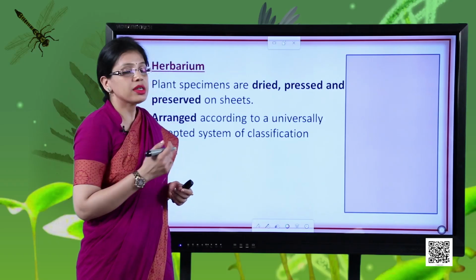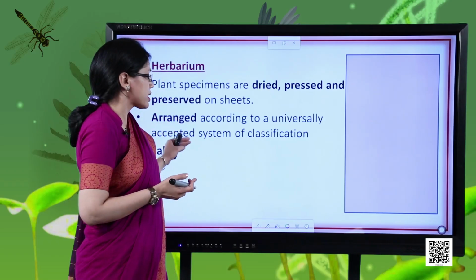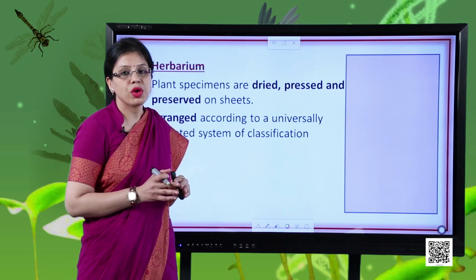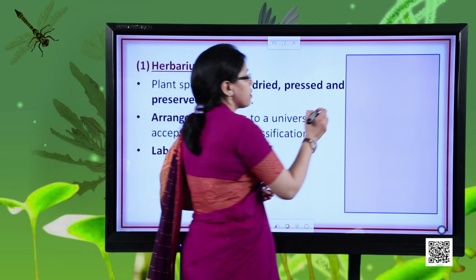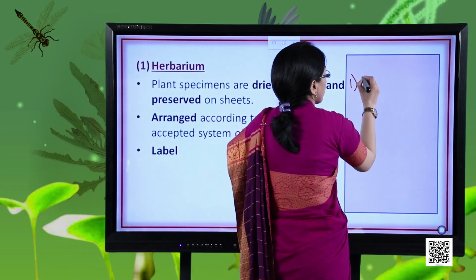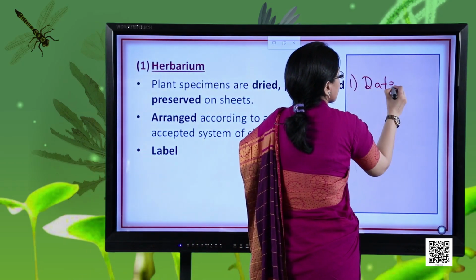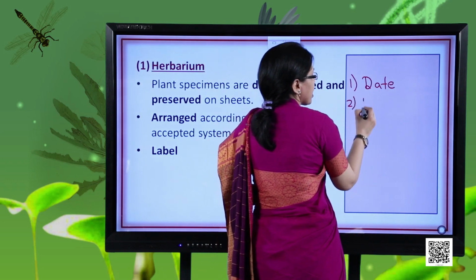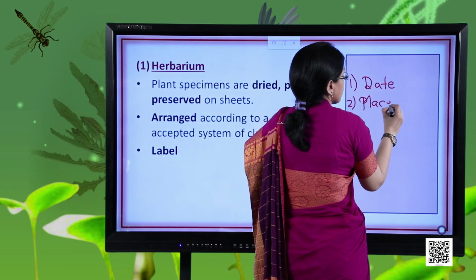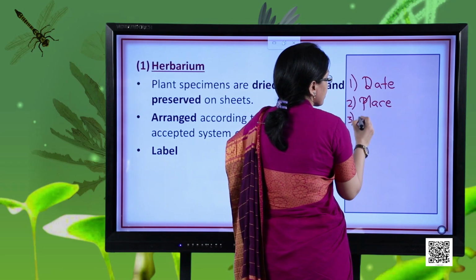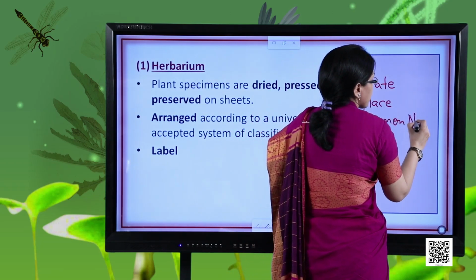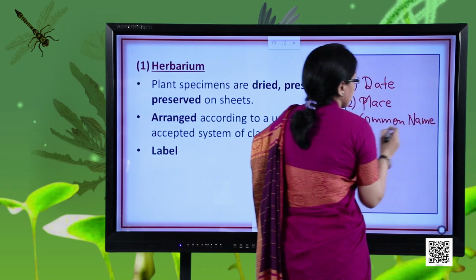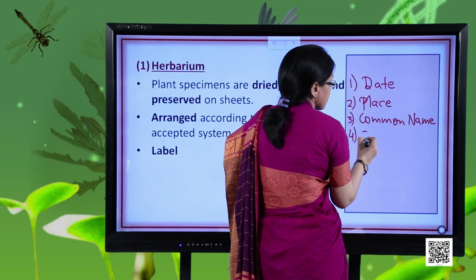A herbarium will be considered a good herbarium if it is giving us maximum information about the plant. So what all information you will be writing in the label? You can write, of course, the date on which this specimen was collected. Then you would be writing about the place from where this specimen was collected. Then you will be writing about its common name. Whatever common name in your region that plant is known as, you will be mentioning that. Then you will be writing about its scientific name.